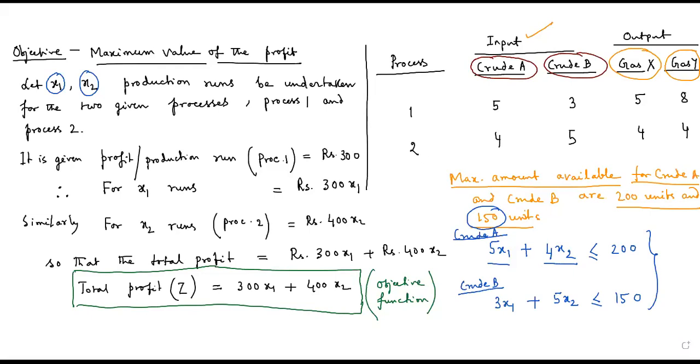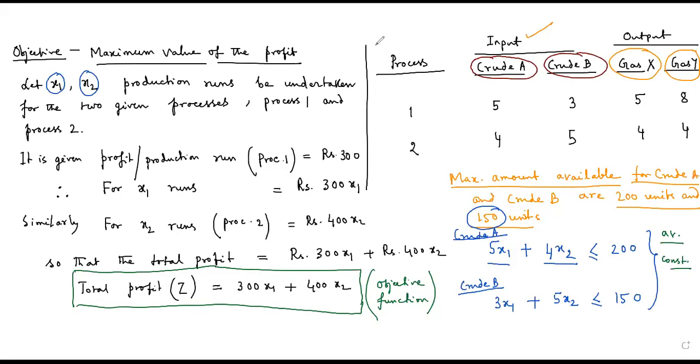Maximum amount available. It is in the question given. And another last part of the problem. Some market requirements. This type of constraints are called availability constraints. So I'm writing here availability constraint.